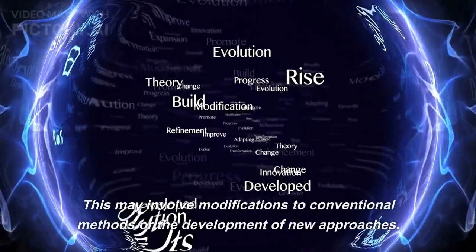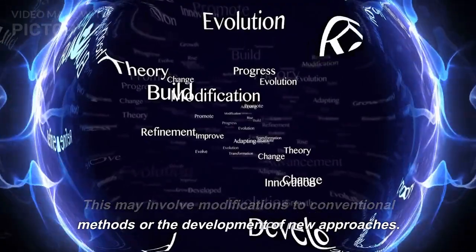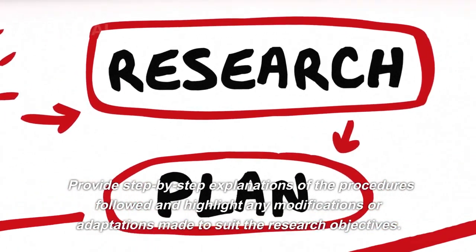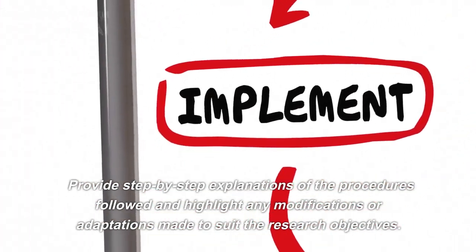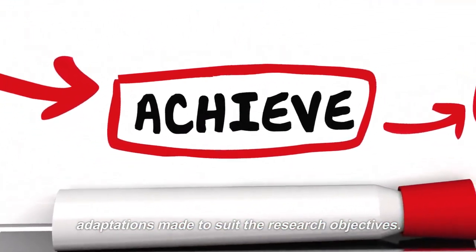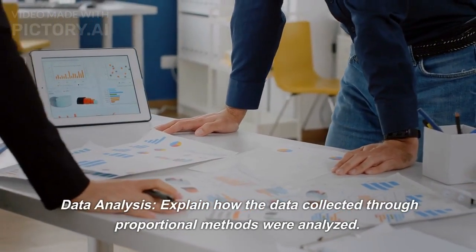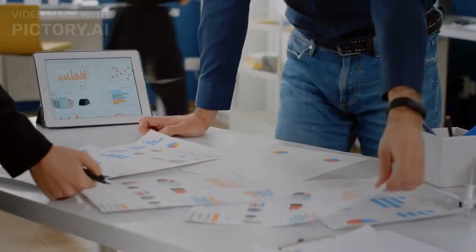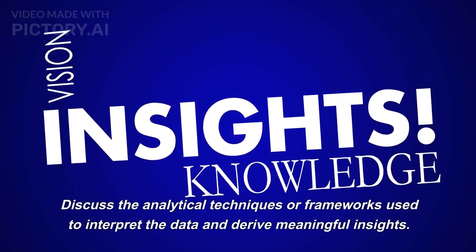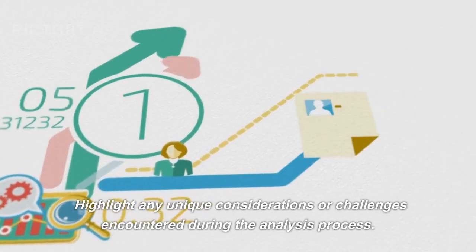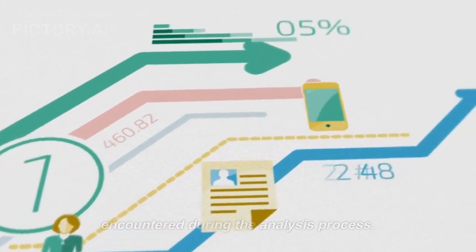This may involve modifications to conventional methods or the development of new approaches. Provide step-by-step explanations of the procedures followed and highlight any modifications or adaptations made to suit the research objectives. Data analysis. Explain how the data collected through proportional methods were analyzed. Discuss the analytical techniques or frameworks used to interpret the data and derive meaningful insights. Highlight any unique considerations or challenges encountered during the analysis process.